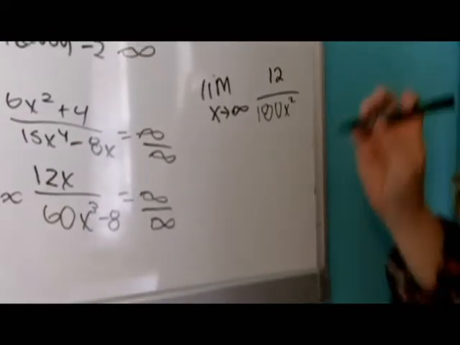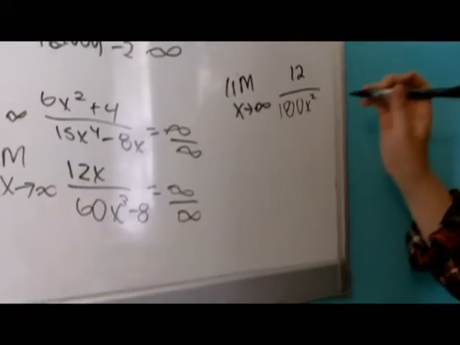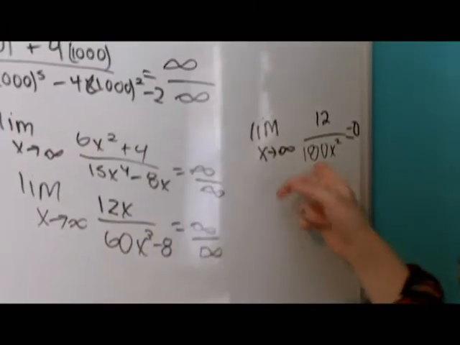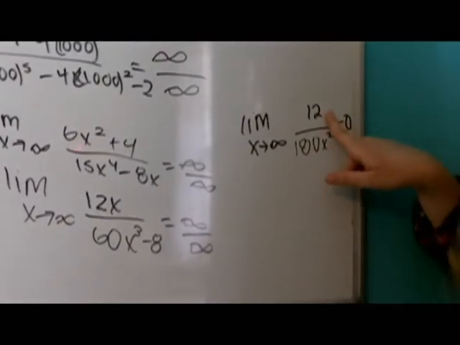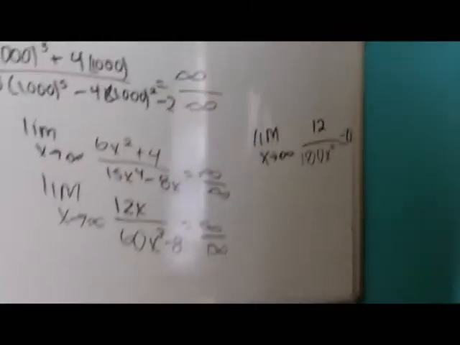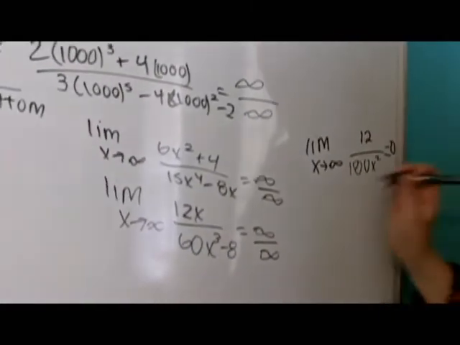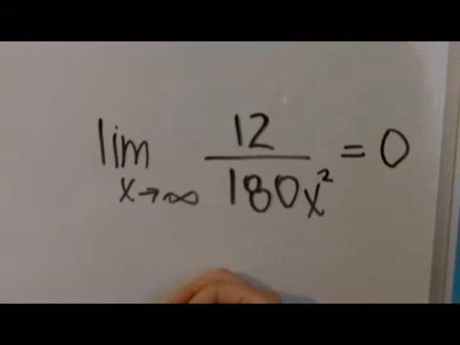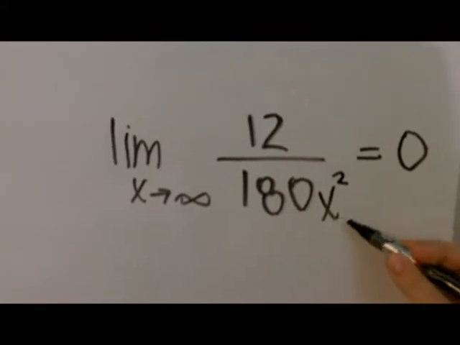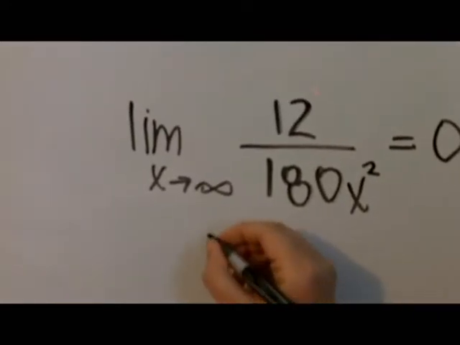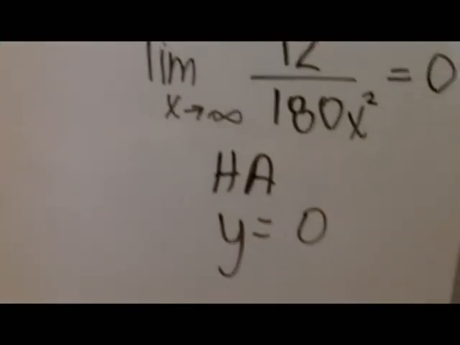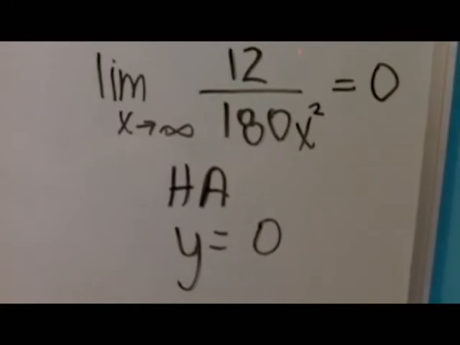In that case, when you try to plug in a very large number, you are going to end up with 0. Because the bottom's going to be increasing, and the top is going to stay the same. So you're going to have a very small fraction. Therefore, the limit as x approaches infinity is going to be equal to 0. Since the limit as x approaches infinity of 12 over 180x squared is equal to 0, we know that the horizontal asymptote is also going to be equal to 0. And that's what we already got earlier in the problem.